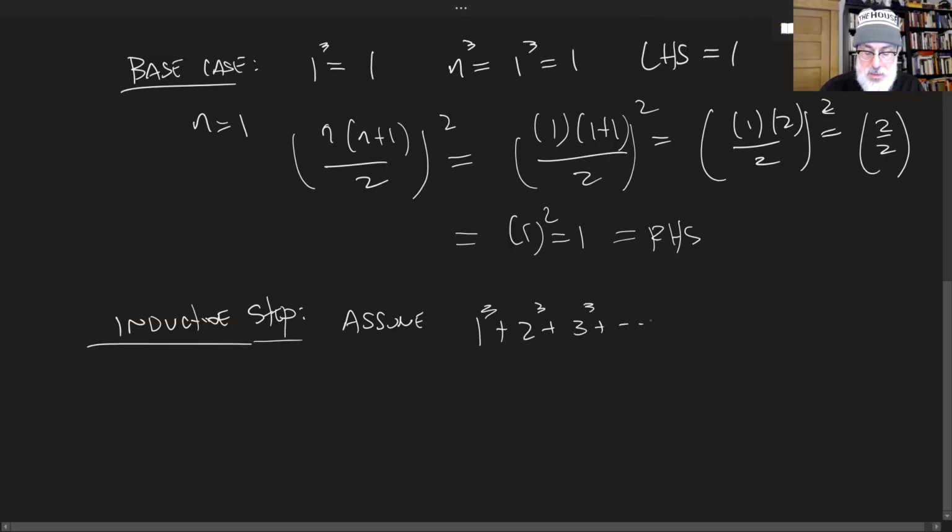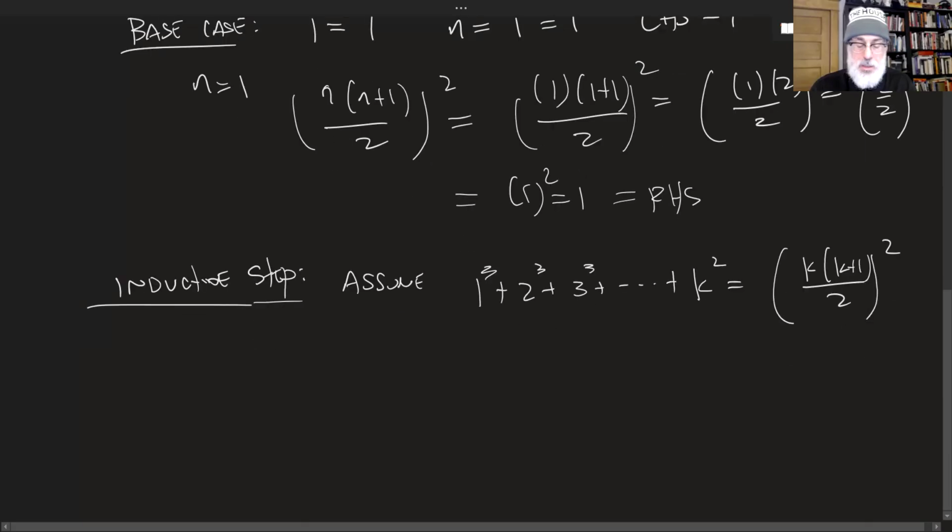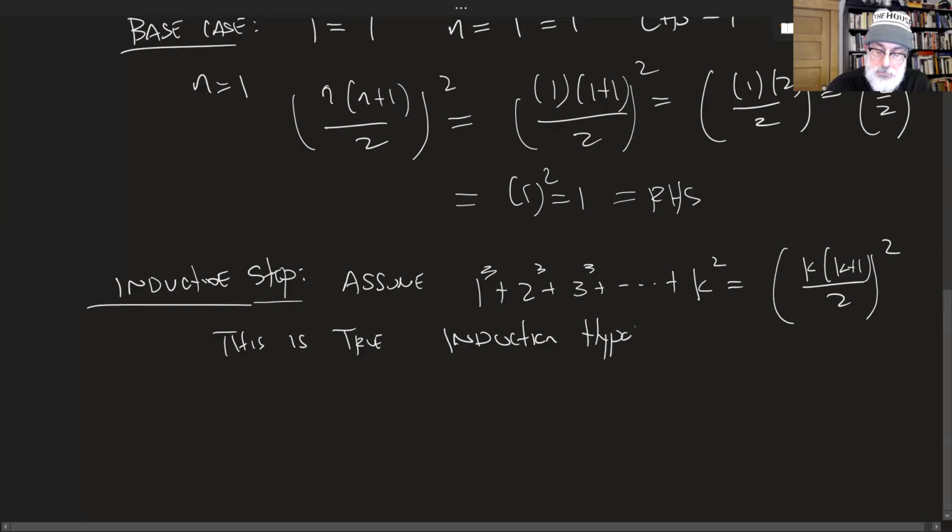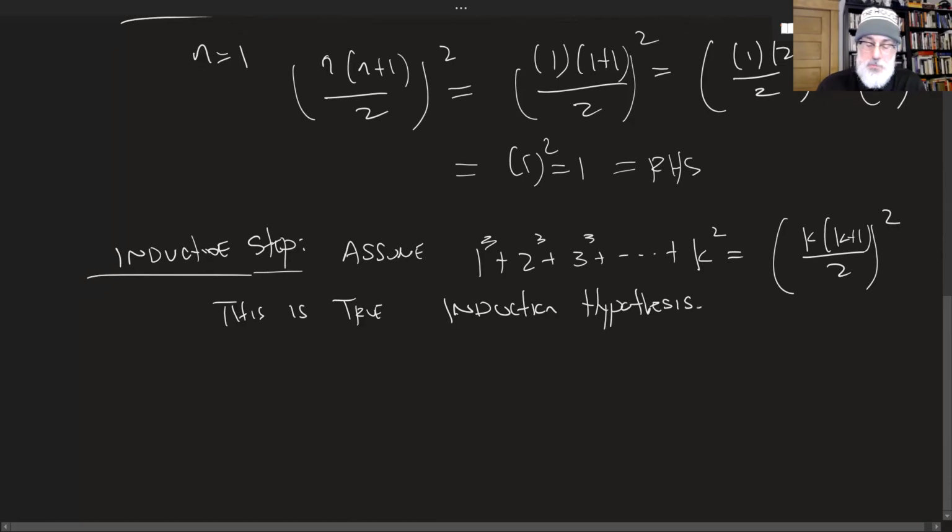All right, so we're going to assume that 1 cubed plus 2 cubed plus 3 cubed ... to k cubed is equal to k times k+1 divided by 2 squared. So we're going to assume this is true. And again, this is our induction hypothesis. I'm going to put a little IH here.